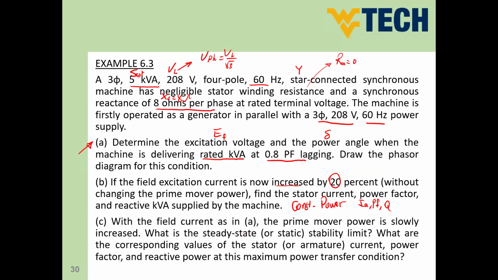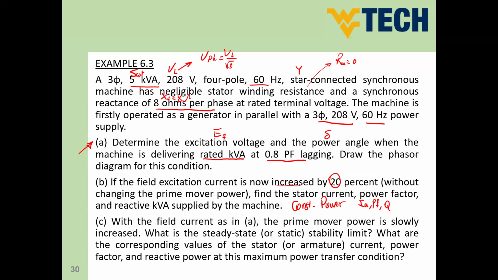What is the steady state or static stability limit? So this question here can be answered even without knowing any data, because we know that the steady state stability limit means the power angle is 90 degrees. So in terms of angle, it's 90 degrees. In terms of value, you have the value of excitation, the value of volt, and the value of reactance, so you can calculate the maximum power. Okay, so this part here can be calculated easily.